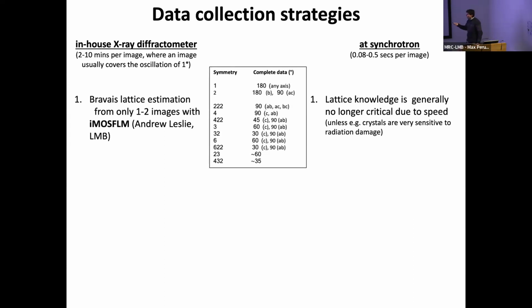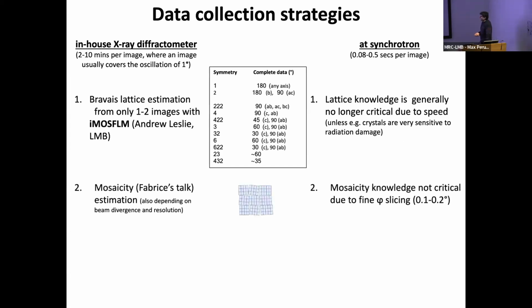This was very useful in the old days. If your lattice was of a certain type, you only needed 180 degrees if you were looking down the B axis, or only 90 degrees if you were looking along the A or C axis. As I said, we don't look at this stuff anymore. We just collect 360.